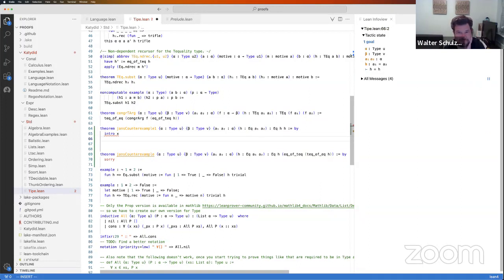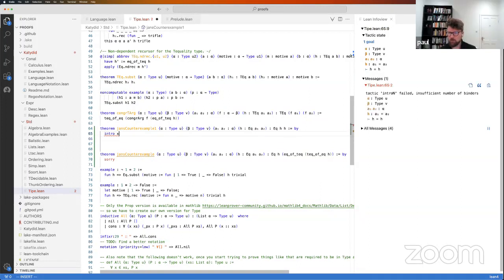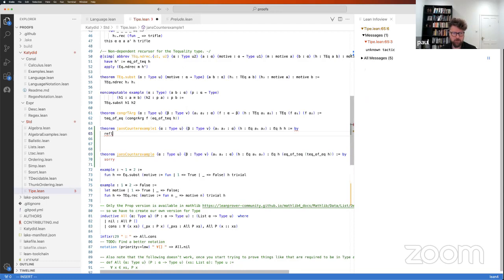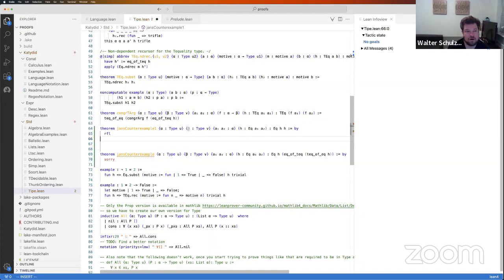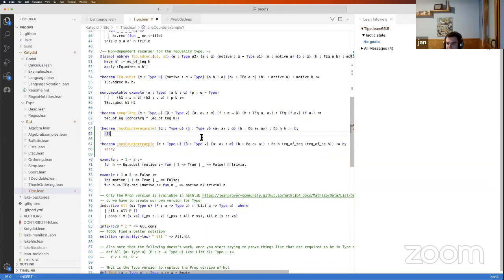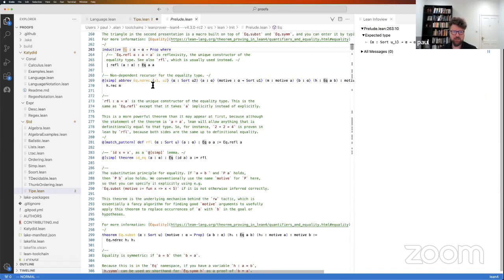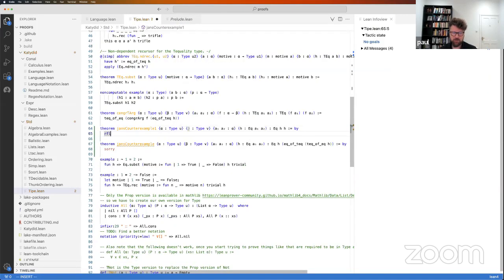What am I doing wrong already? I don't think there's anything to intro. It's all introed already. So it should be REFL, or I think without the E. It definitely is a constructor. Okay, we've learned something.